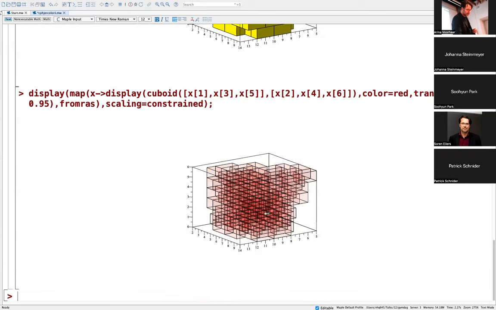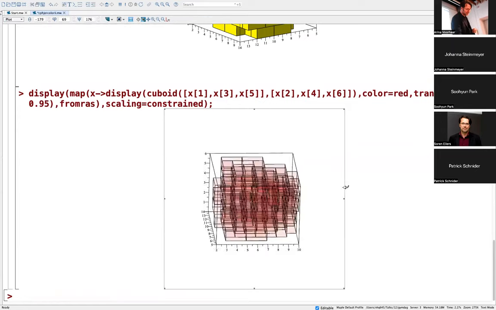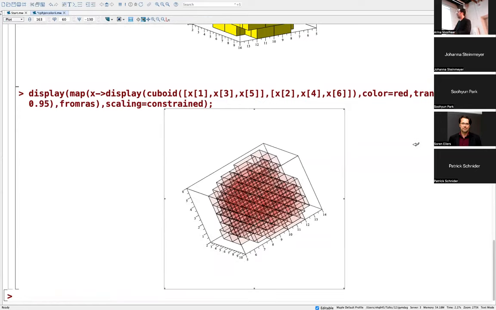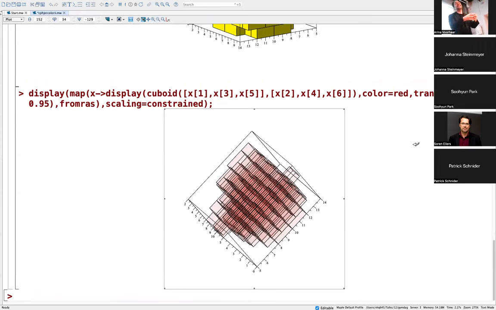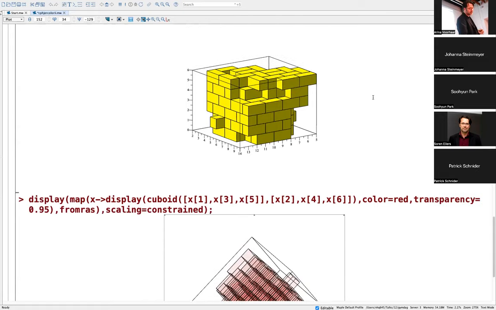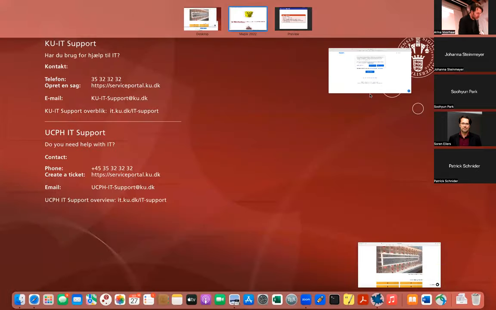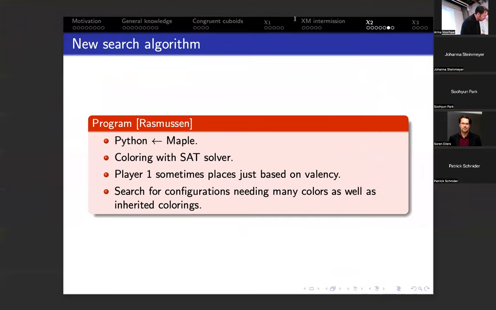So here's a transparent version. But it's very tightly packed. And this is not the only example of this nature. We have more, this is just the smallest one, but it's a little bit hard for us to understand what goes on. So I'm reaching the end of my talk here.